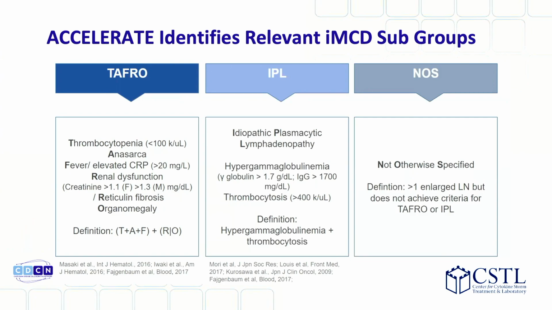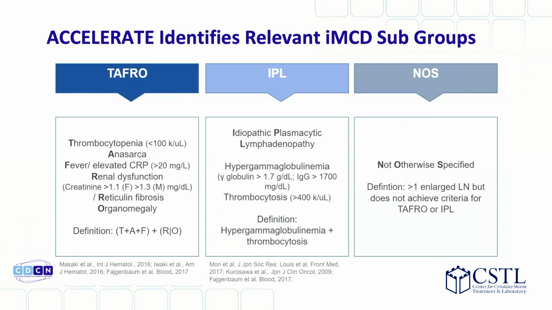It's more of an ongoing chronic inflammatory state, as opposed to TAFRO, which is really up and down. IPL is much more of a progressive disease. And then NOS are those people who don't fall into either category, not otherwise specified.